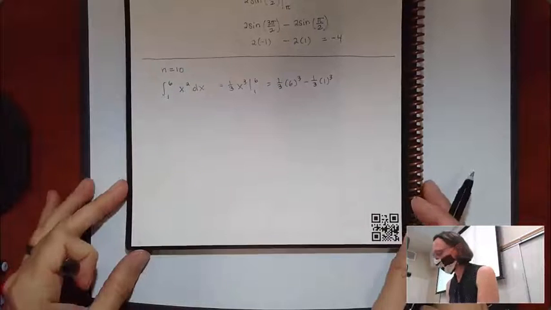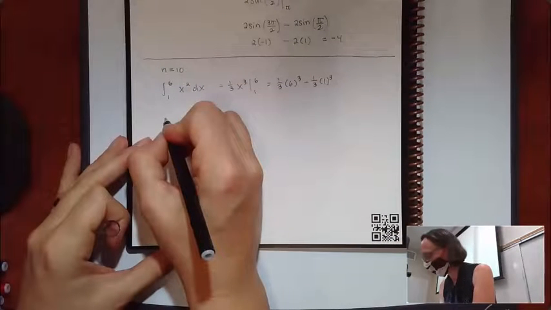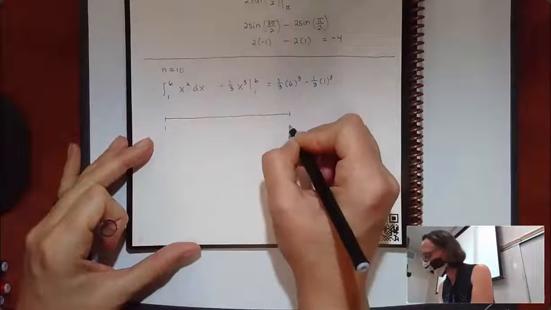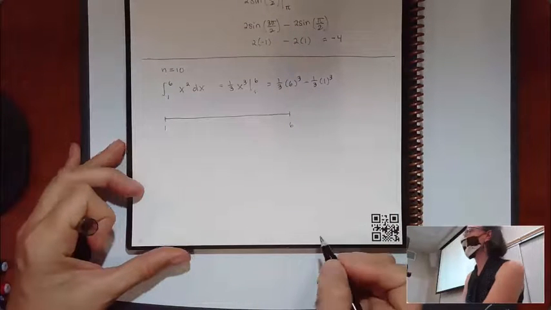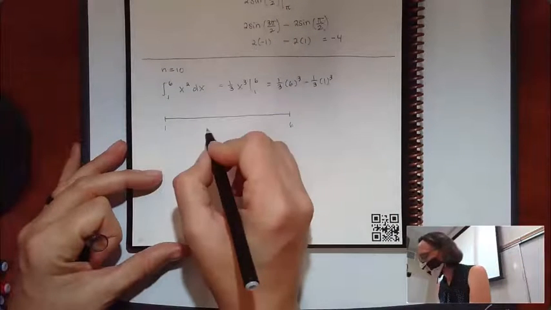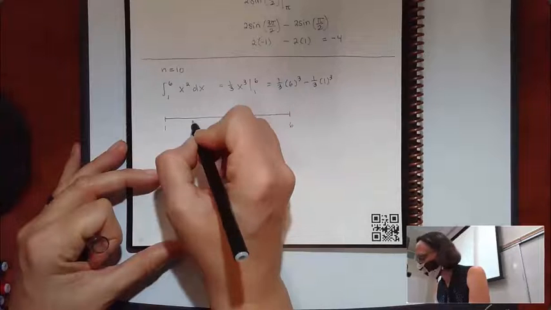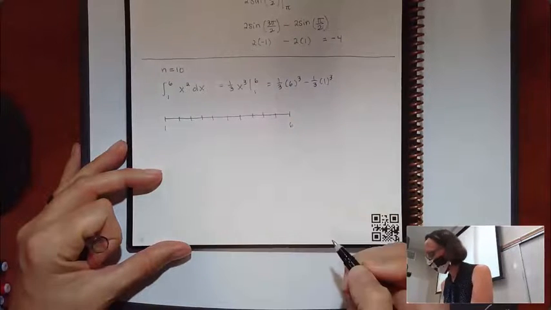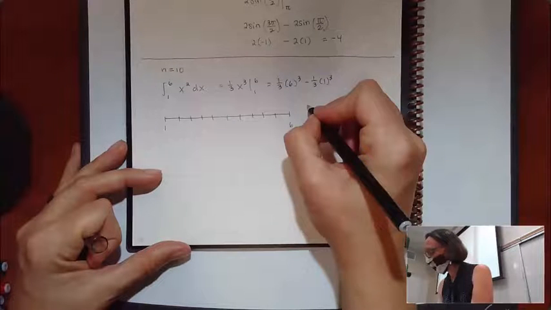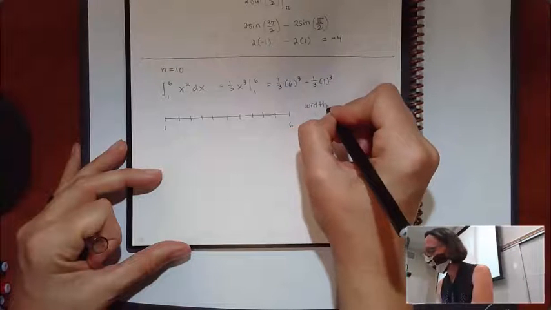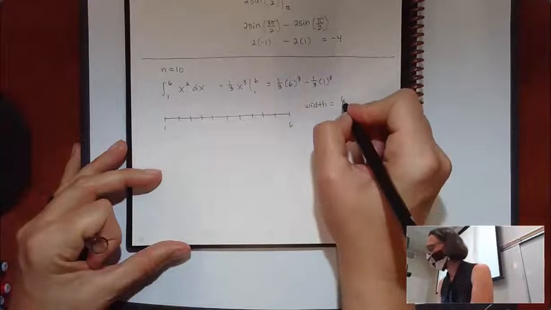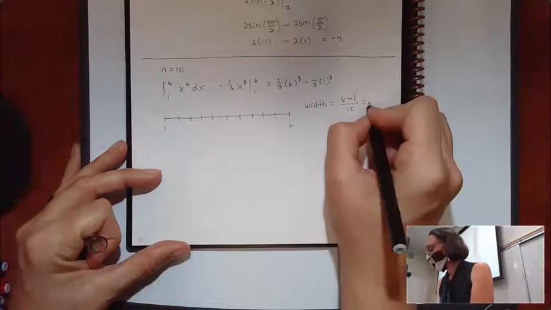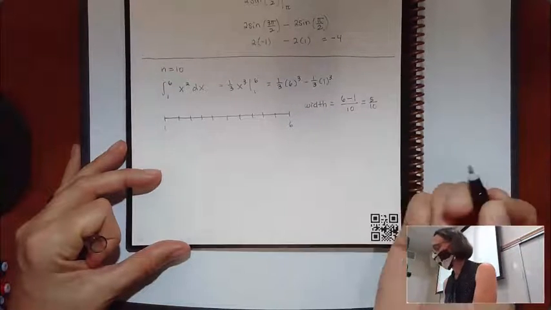Okay, so if we're going to practice and get used to the formula, I'm going to give us the space here. We're going from 1 to 6, and we can break that into 10 pieces. You don't really have to draw it out. I just kind of like to. So first, we have to figure out what the width of each of those rectangles is going to be. So I'm going to have 6 minus 1 over 10. So it's 5 over 10 or 1/2.